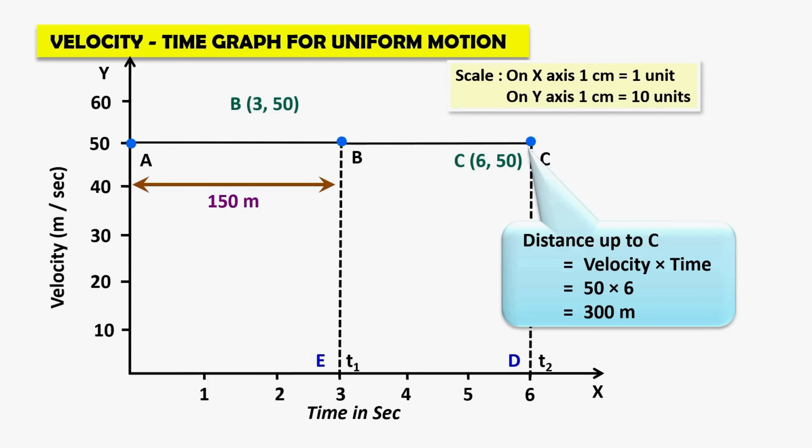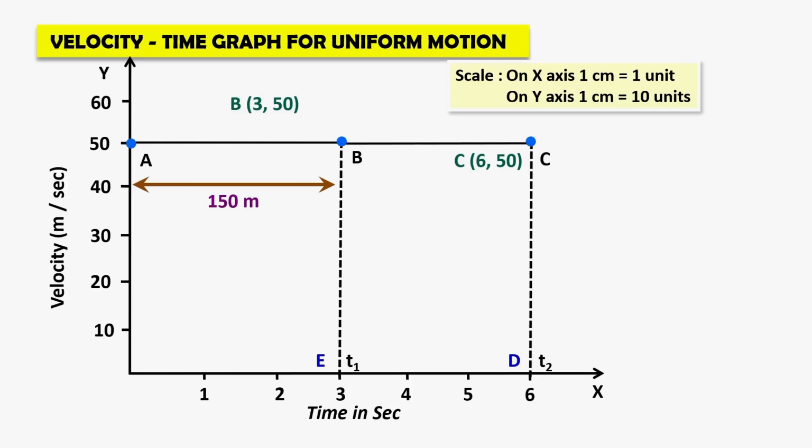Because the velocity remains the same at all times, the velocity-time graph is a horizontal straight line. The distance traveled by the object increases uniformly with time. Therefore, the object is moving with uniform motion. The distance traveled can be found by multiplying velocity with time. The area under the velocity-time graph gives the distance traveled.